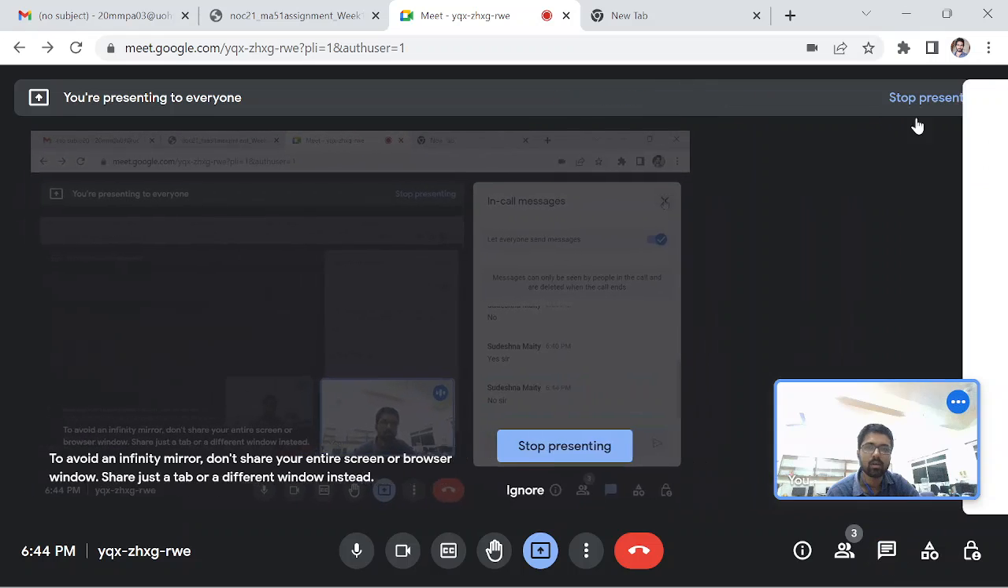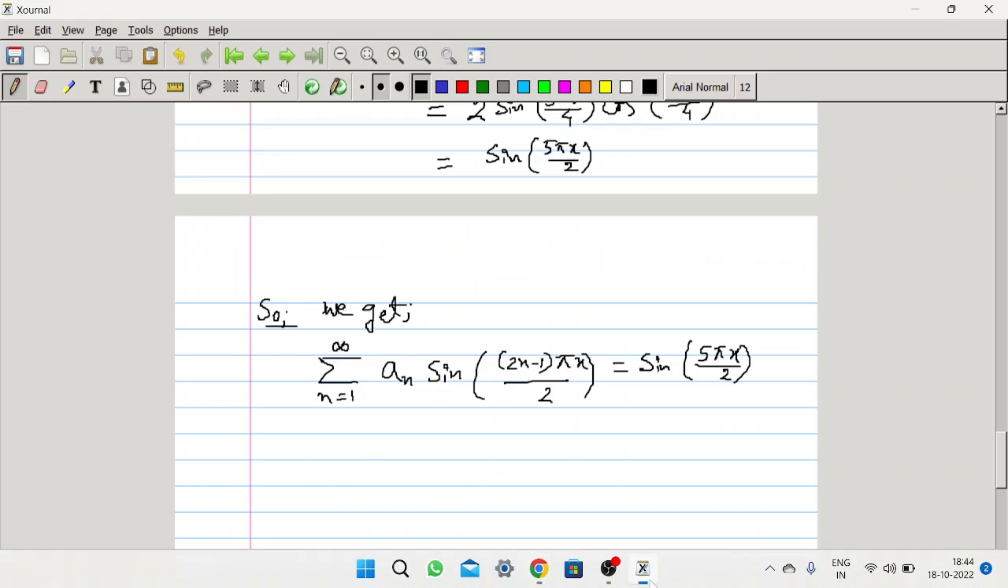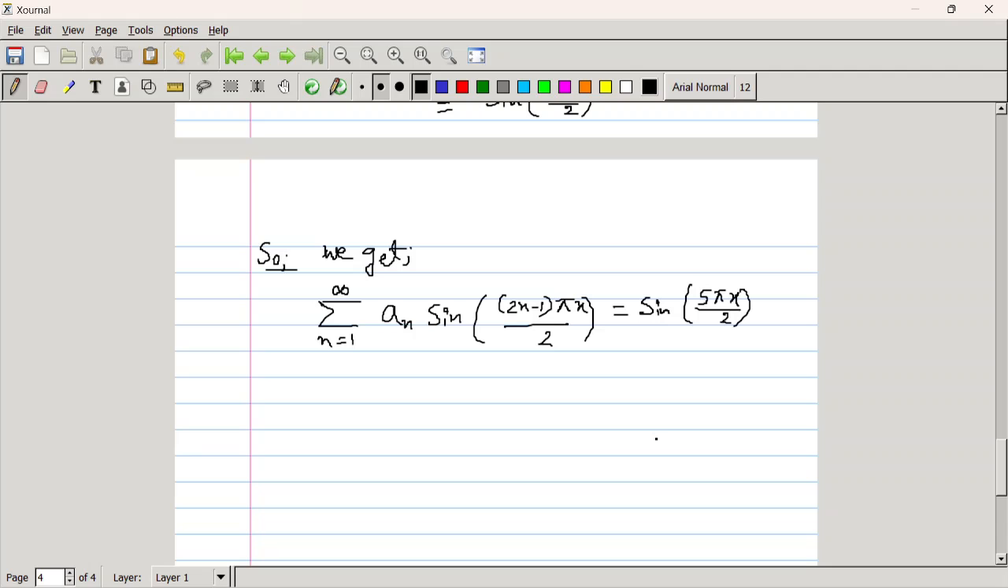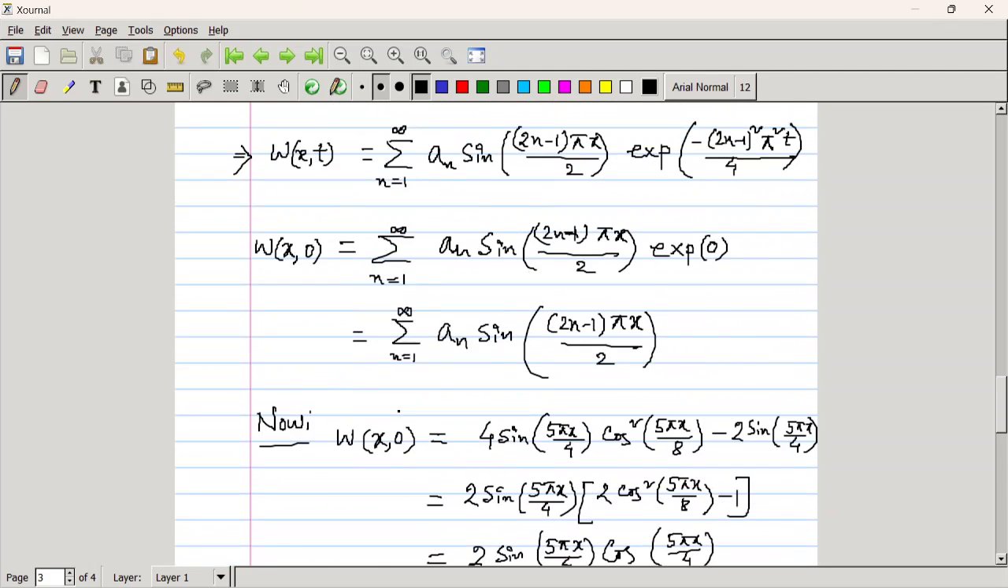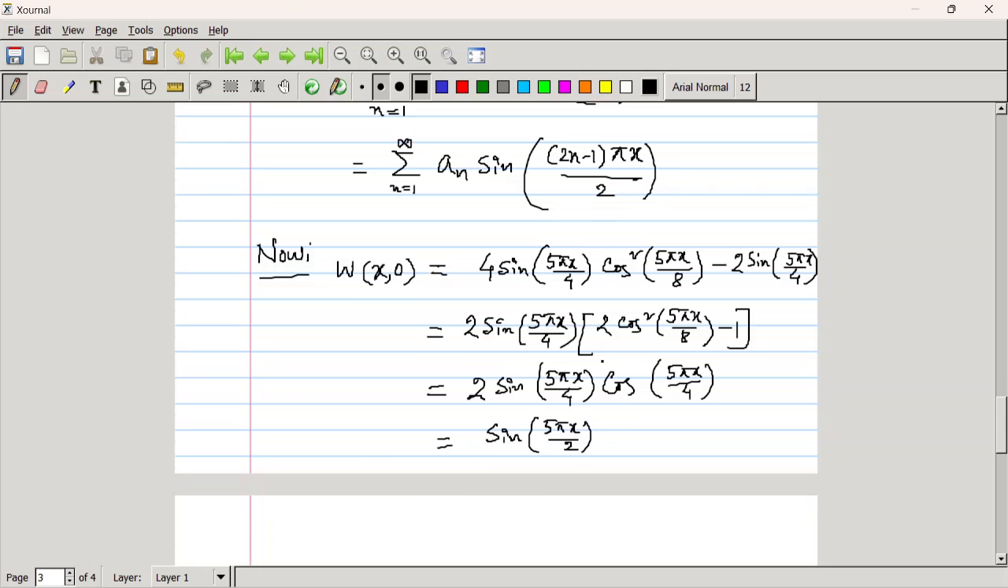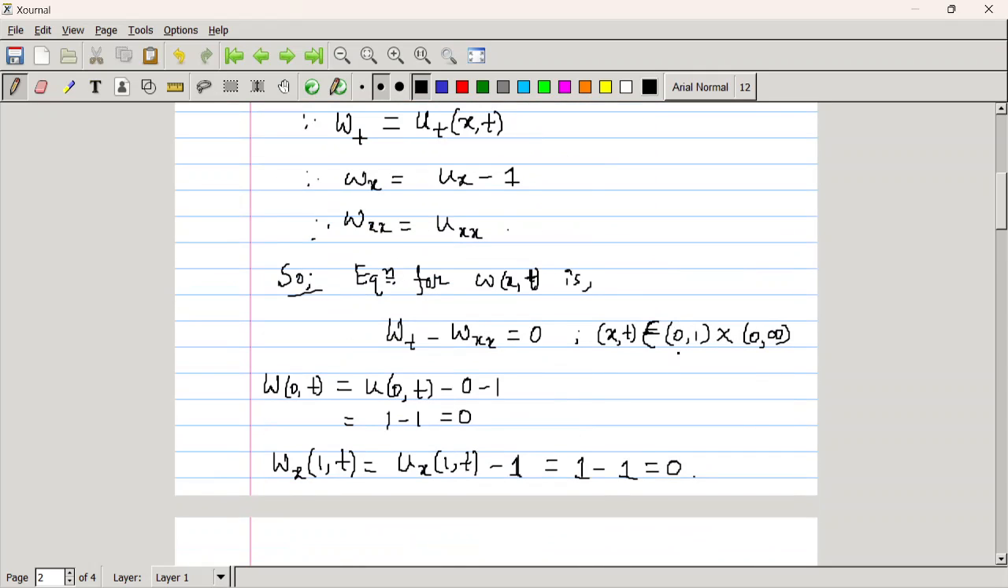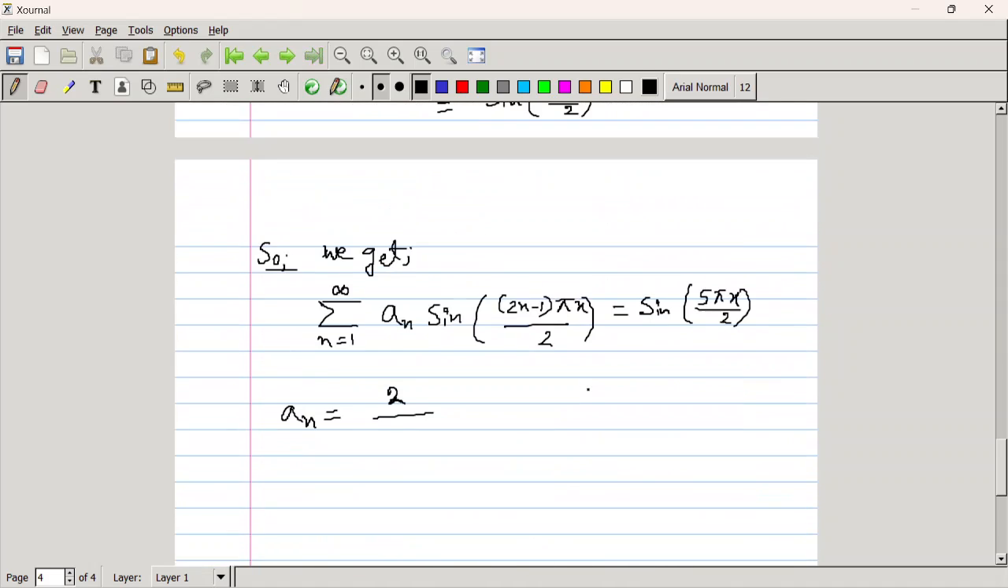Okay, no problem, I will tell. Actually, this is a Fourier sine series, so we have to find a n as the Fourier coefficients. a n equals 2 by the length of the interval. Here everything is a function of x, and x lies in 0 to 1, where I wrote that (x, t) lies in (0, 1) cross (0, infinity). So the length of the interval is 1.